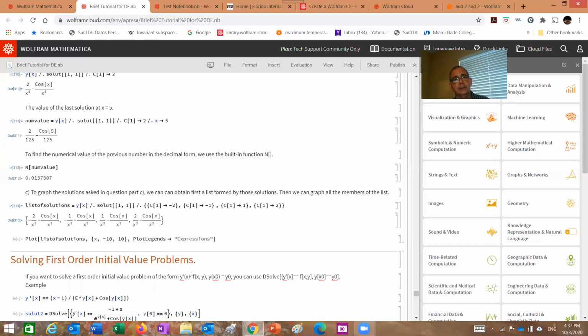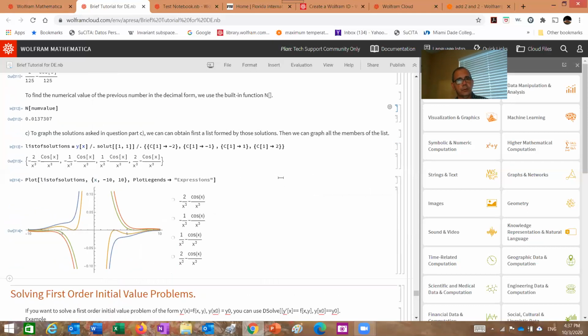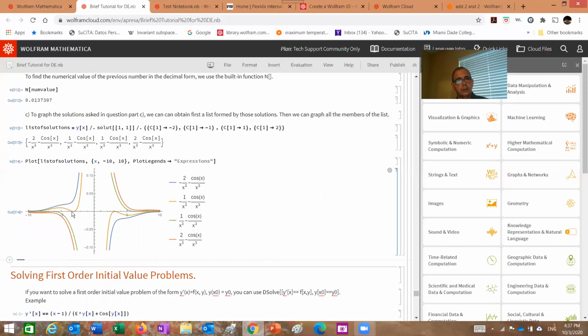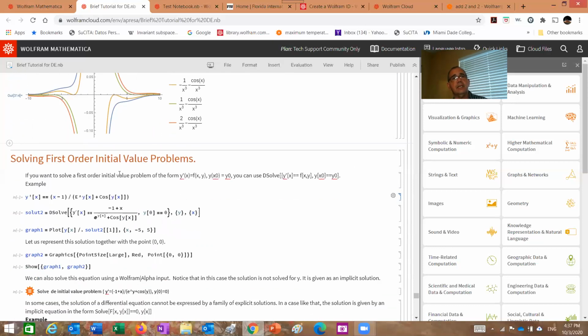And then, well, here you get those solutions. You get these solutions here. And you have the legend here on the right side. Which one is which? And then solving initial value problems for differential equations.